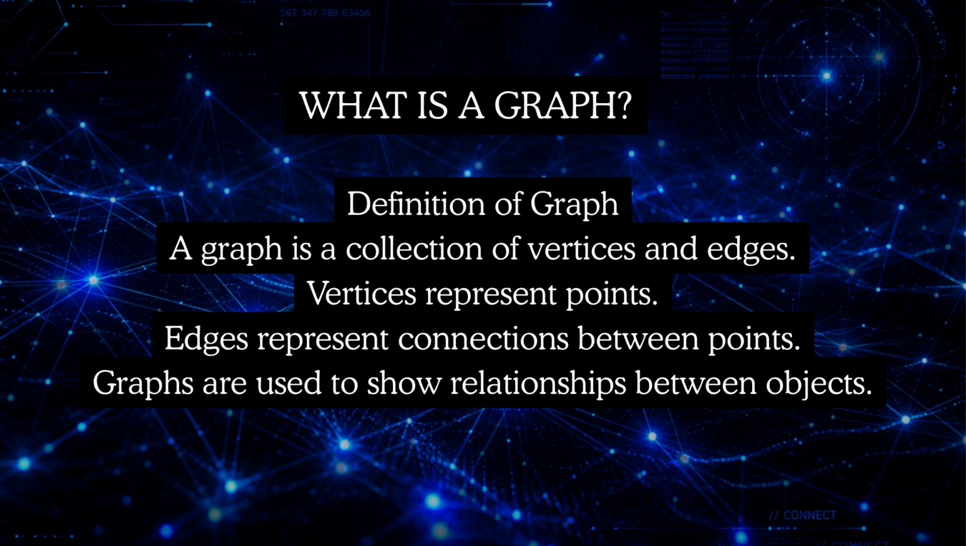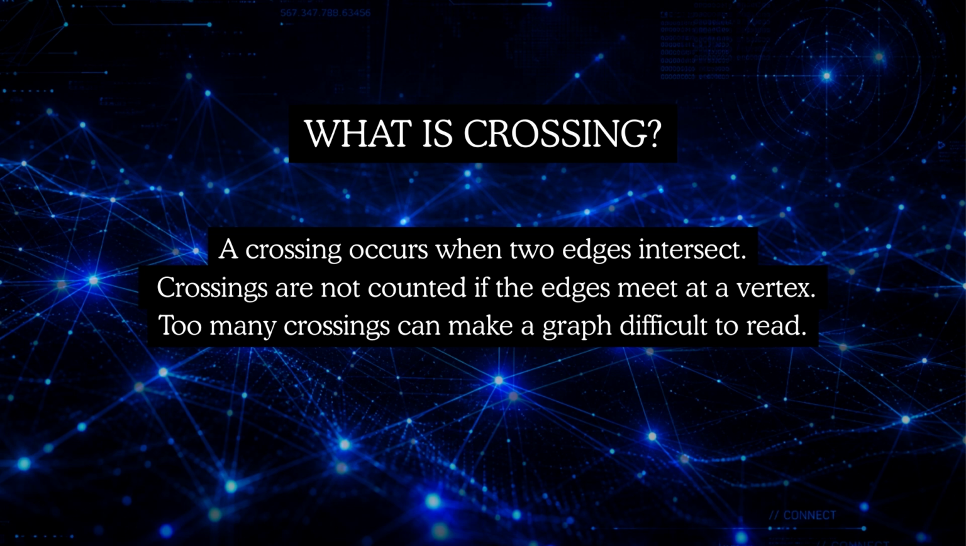In graph theory, understanding the structure of vertices and edges is important before learning about crossings and crossing numbers. A crossing occurs when two edges intersect with each other. However, crossings are not counted if the edges meet at a vertex, because vertices are considered normal connection points in a graph. When a graph contains too many crossings, it becomes more difficult to read and understand. Therefore, reducing the number of crossings is important to create a cleaner, clearer, and more organized graph visualization.